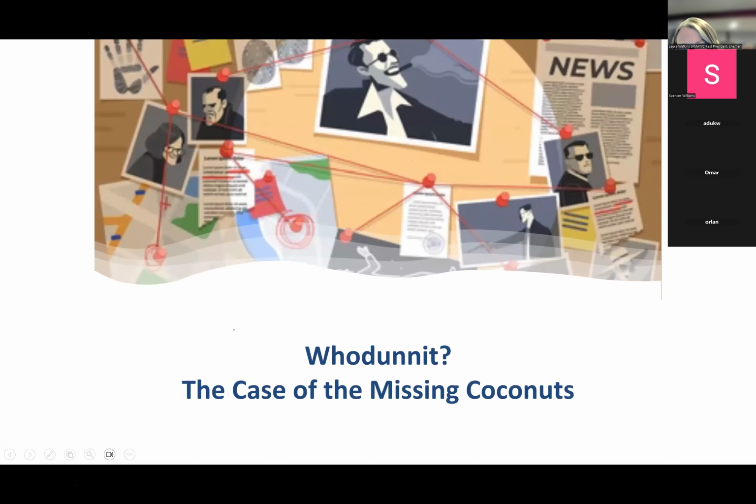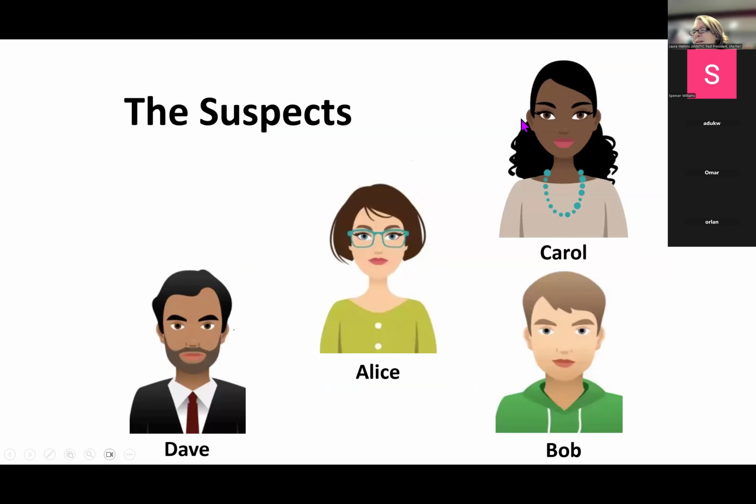what we're going to do is go into small groups and work on an activity. They are slides in Google Drive. So basically what we're going to do is look at how truth tables can help us to analyze information. So it's a whodunit. It's called The Case of the Missing Coconuts. So some coconuts were stolen.